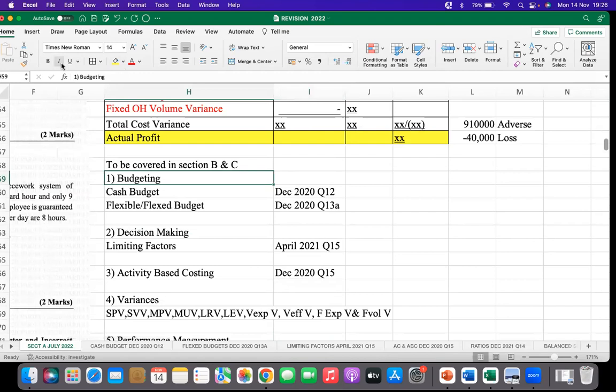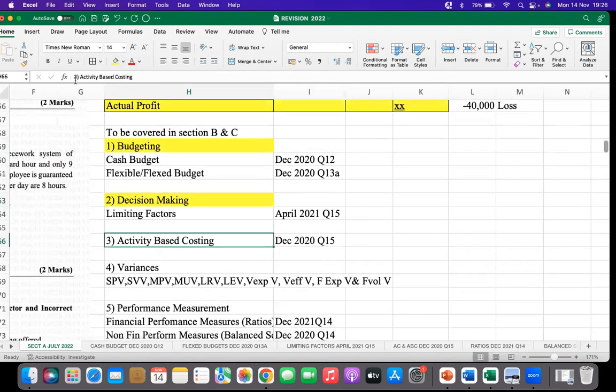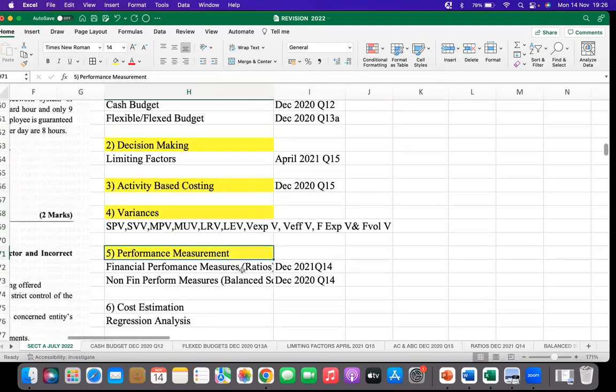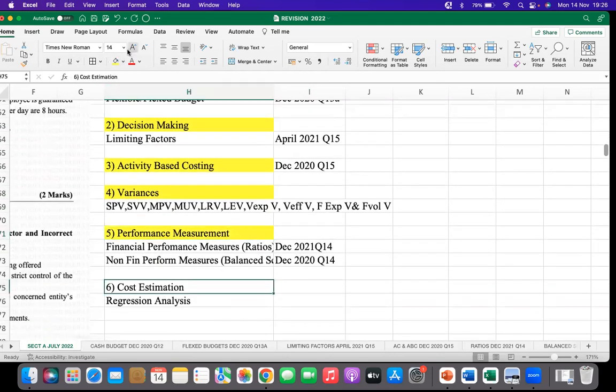Those are the major topics which I want to focus our revision on: budgeting, decision making, activity-based costing, variances, performance measurement, and cost estimation, a question from each of those areas.